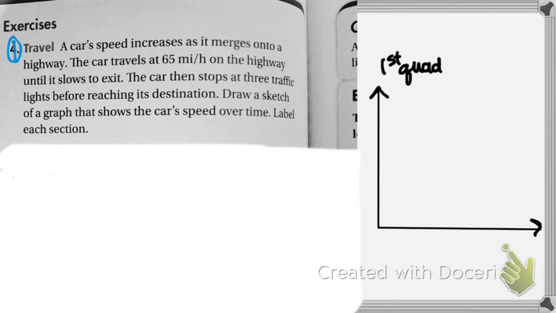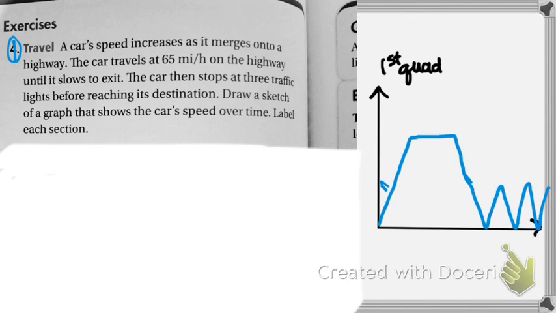Okay, so the car starts and it speeds up steadily until it reaches 65 miles per hour, and then it stays at 65 until it has to slow down to exit the highway. And then it has to stop at a red light and speed up a little bit, stop at another red light, and speed up a little bit, stop at another red light. And then we're supposed to label each section.